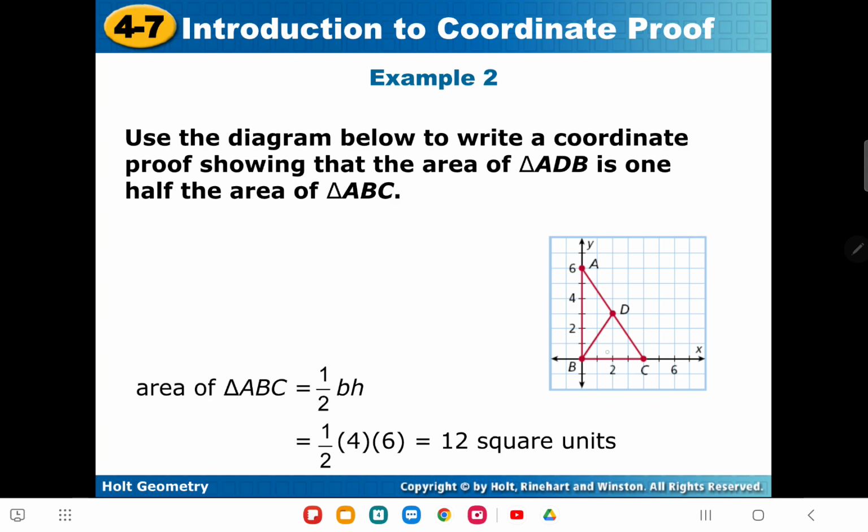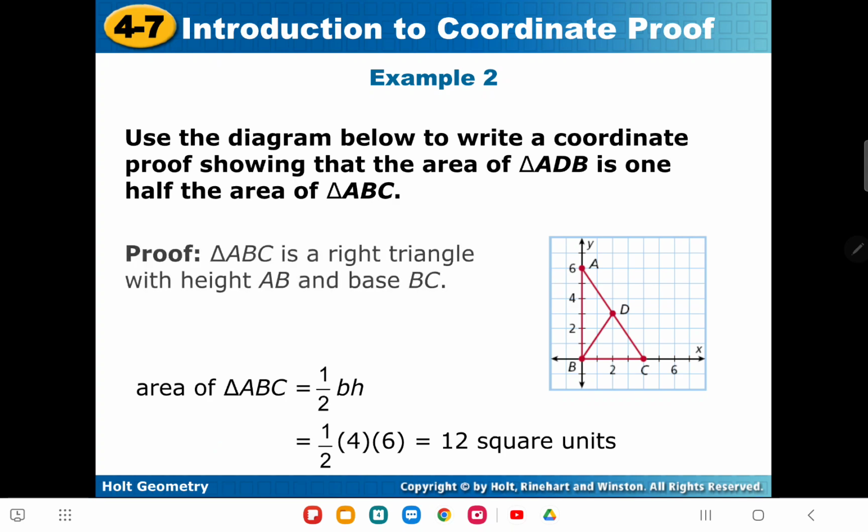Using this diagram, we want to show that the area of ADB, which is this upper triangle, is 1/2 the area of ABC, which is the full triangle. Remember that the area of a triangle is 1/2 base times height. There's the area of the triangle, and we have 4 units times 6 units. That area, therefore, is 12 square units. So we want to show that this other triangle has an area of 6 square units.